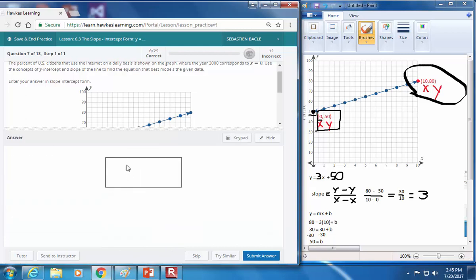So let's type in that answer, and just to prove a point, when you have these questions, Hoxha is asking you to find the equation. So you're actually going to type in the full equation, starting with the y and the equal sign, my slope, which is 3. The letter x comes next because you need that variable, and then plus 50. And that's what they're looking for here.